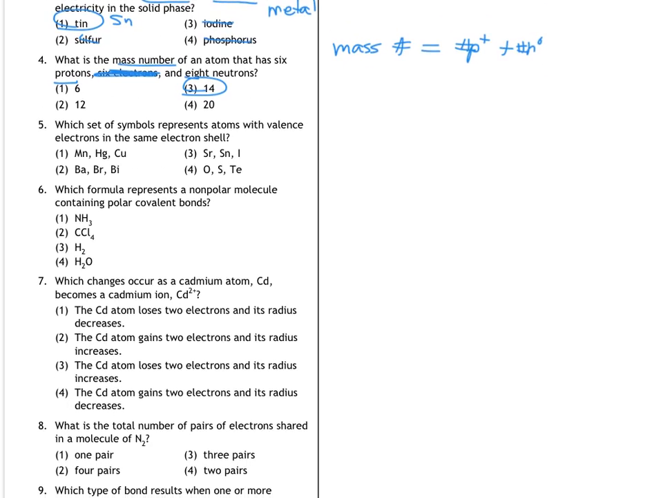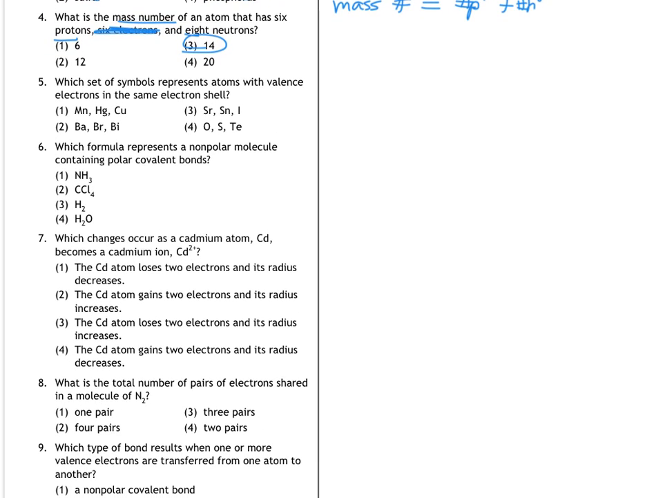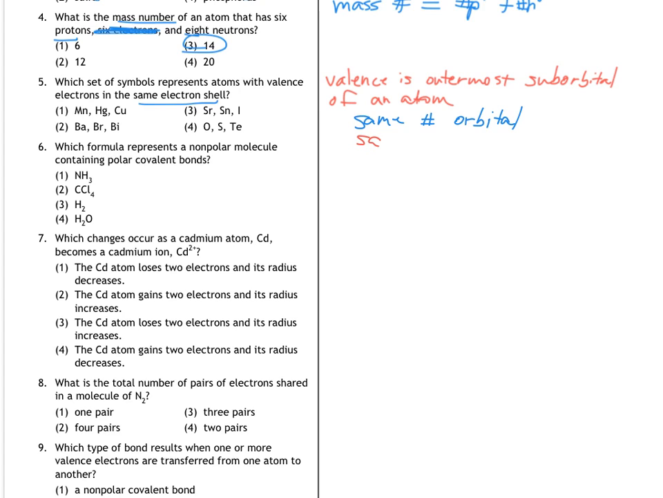Number 5, it says, which set of symbols represents atoms with the valence electrons in the same electron shell? So valence electrons are in the outermost orbital of the atom, which means basically that we're going to be looking for elements that all have the same number of orbitals. Because if they have the same number of orbitals, then that last orbital is the valence shell, and they'll have that valence shell in the same orbital. So in any case, we're going to be looking for elements that are all in the same period. If you have the same number of orbitals, then that means you're in the same period on the periodic table.